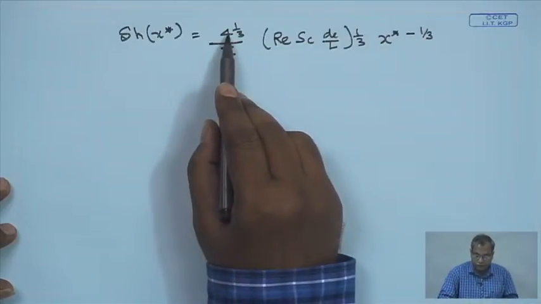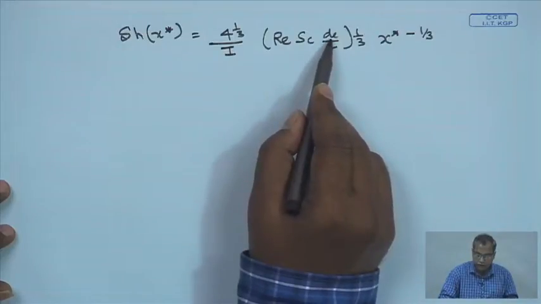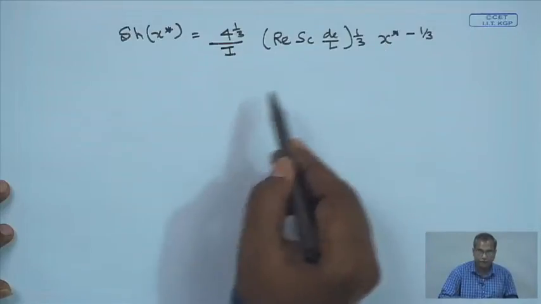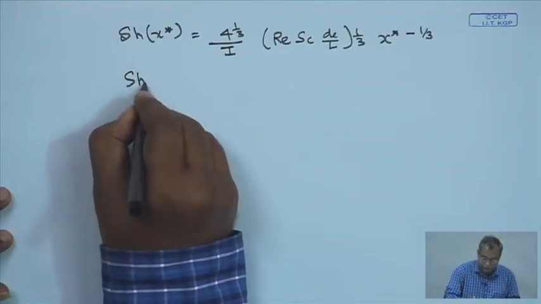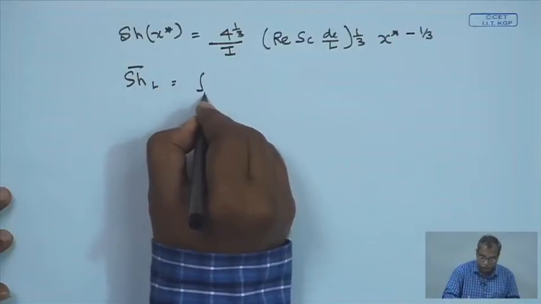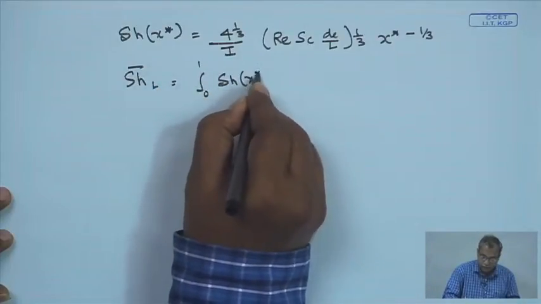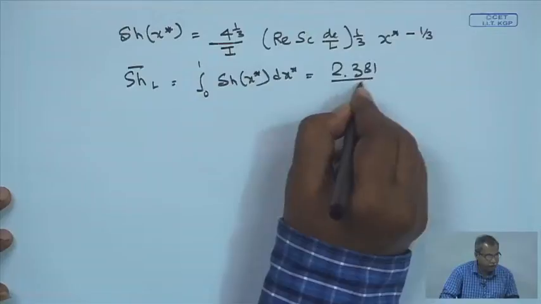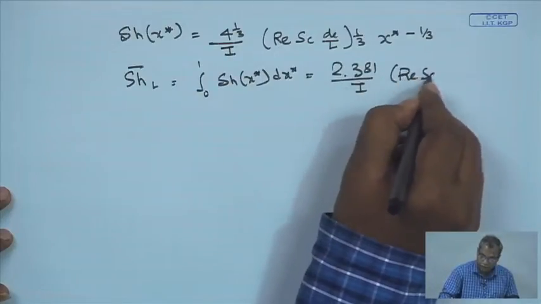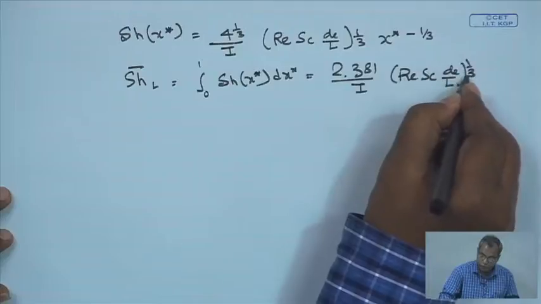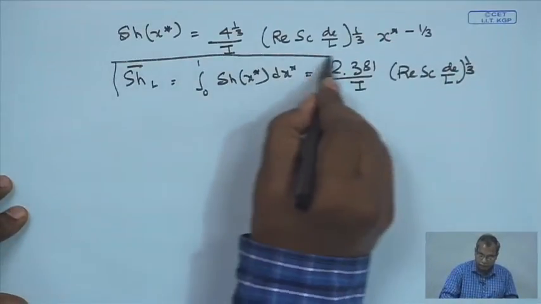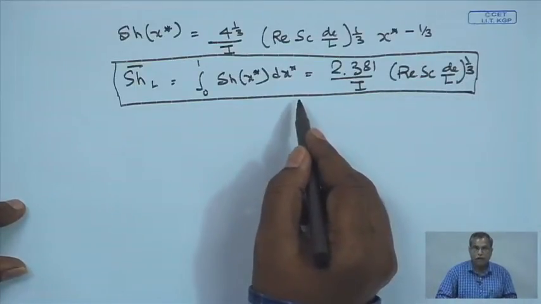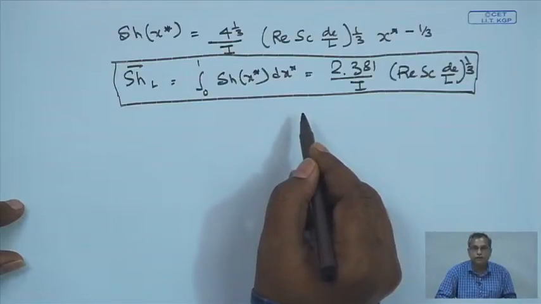So, this factor 4 comes from conversion of half height into the equivalent diameter, and L comes from the non-dimensional version, where x star is defined as x by L. So, we can get the length average Sherwood number. The length average Sherwood number will be nothing but the integral from 0 to 1 of Sh(x star) dx star, and this becomes 2.381 divided by I, Reynolds Schmidt d by L to the power 1 upon 3. So, this is the expression of the length average Sherwood number in the case of a membrane channel where the walls are really porous.